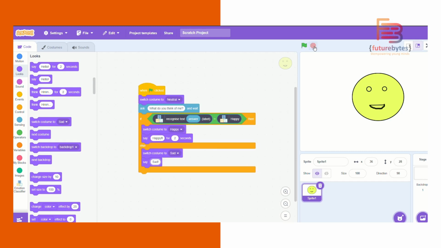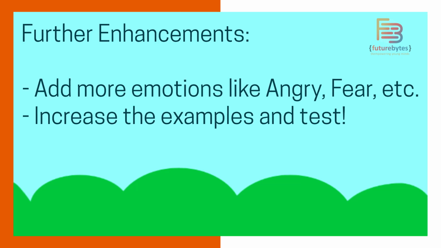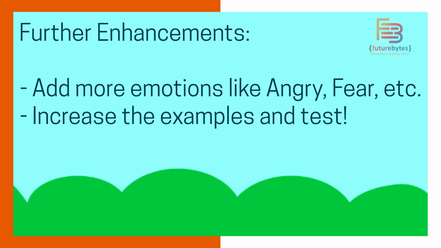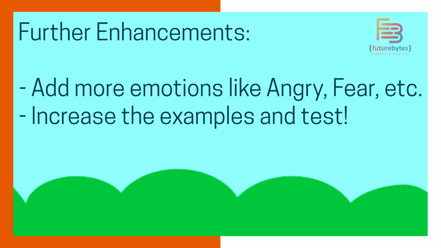Do add different examples and test your sentences with your model. That's all for the project, and maybe we can do some further enhancements, like adding more emotions like angry, fear, etc. Try increasing your number of examples and see how the model reacts. Or you can even try decreasing the model examples and see how it reacts to a variable number of examples. And maybe just try different sentences, etc.